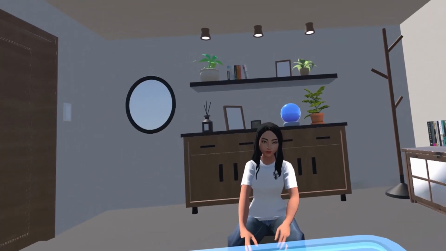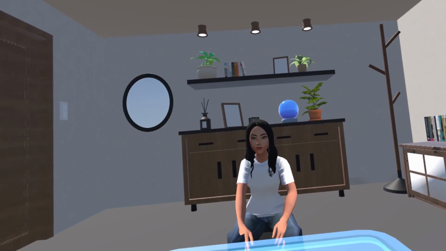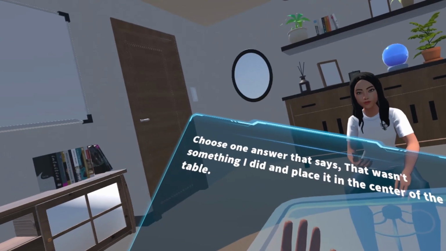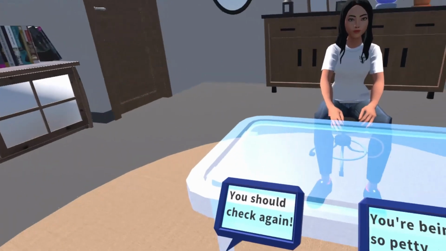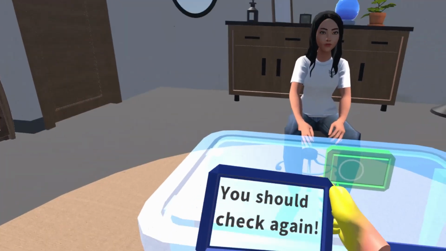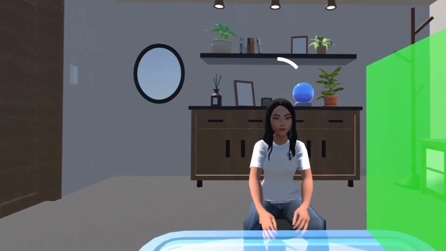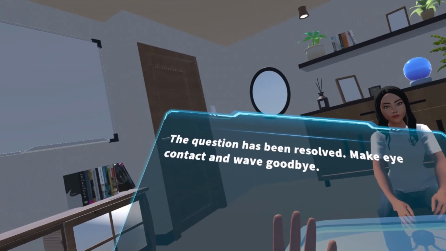My snack that was right here is gone. Choose one answer that says, that wasn't something I did, and place it in the center of the table. You should check again. The question has been resolved. Make eye contact and wave goodbye.